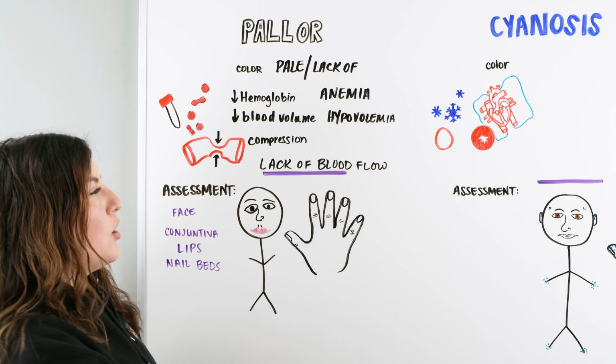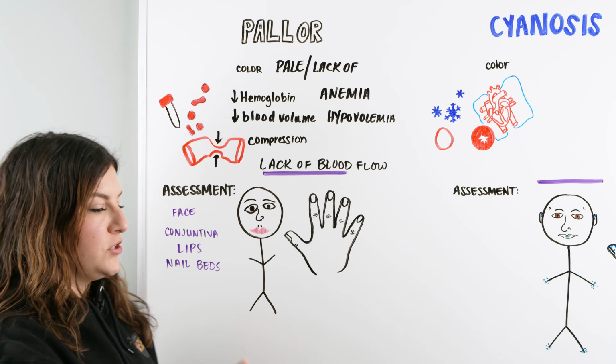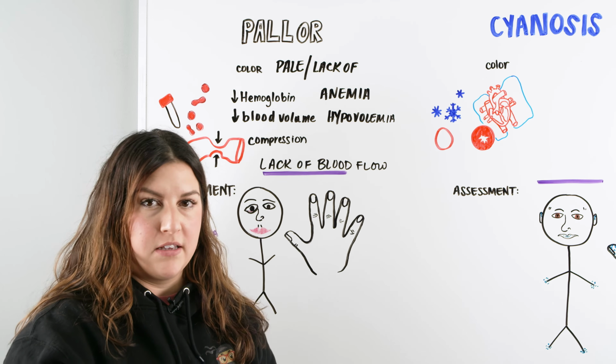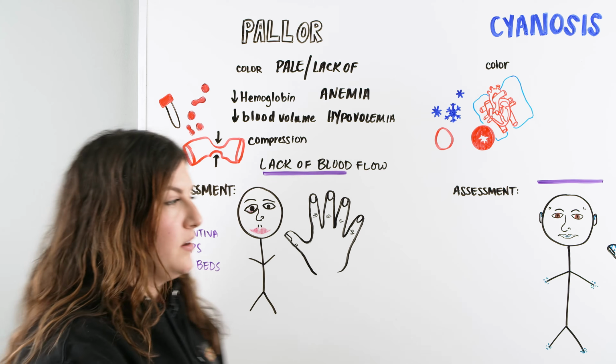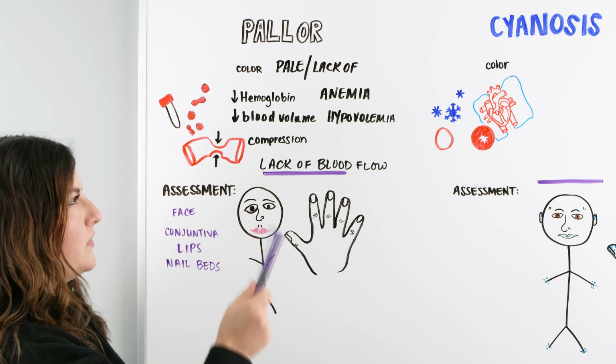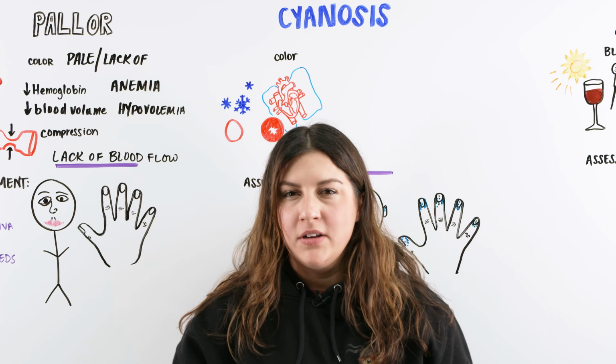Are they anemic? Are they hypovolemic due to a hemorrhage? Is there something else going on that we need to ask questions on and investigate from there? So that is pallor. Let's move on to cyanosis. Now we're on to cyanosis.